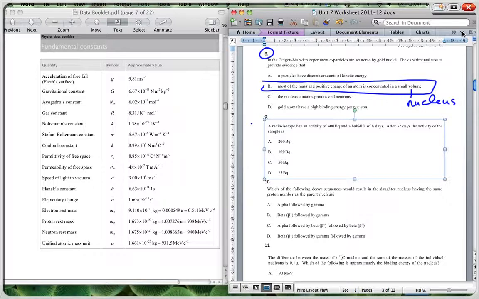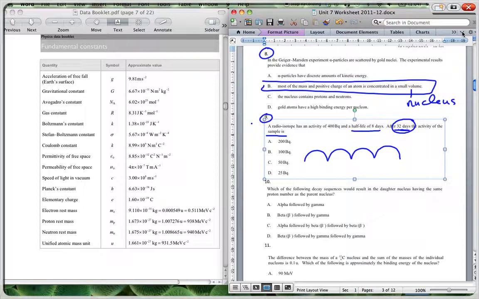Question 9. It says a radioactive isotope has an activity of 400 Bq. This is Becquerel, and a half-life of 8 days. After 32 days, the activity of the sample is. Okay, so we need to work out how many half-lives there are in 32 days. Well, that's pretty straightforward. So we go 8 days, 16 days, 24 days, 32 days. So you've got 4 half-lives.